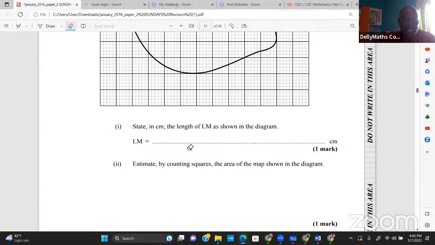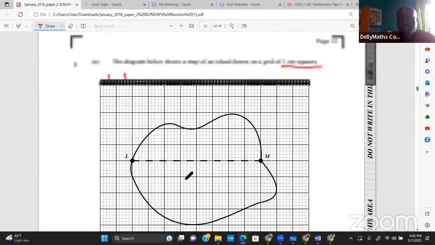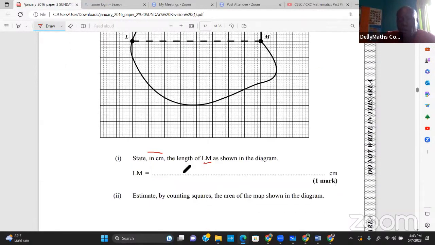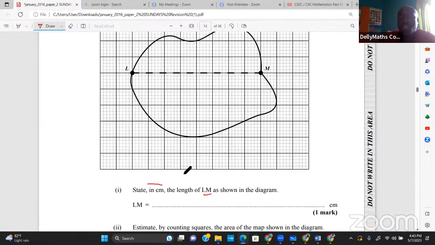Now, let's see what the question is about. It says state in centimeters. I want to make sure that we are looking at what they're asking. State in centimeters the length of LM, as shown on the diagram. So the length of LM is for you to count the distance from L to M. Do not make the common mistake a lot of people would make. And I'm going to show you what a lot of people would do.